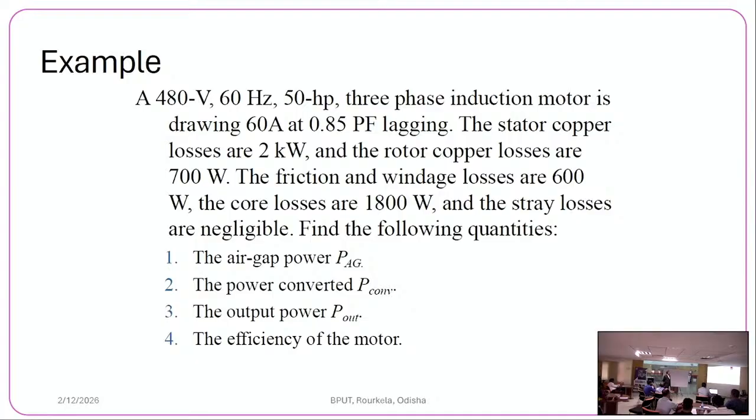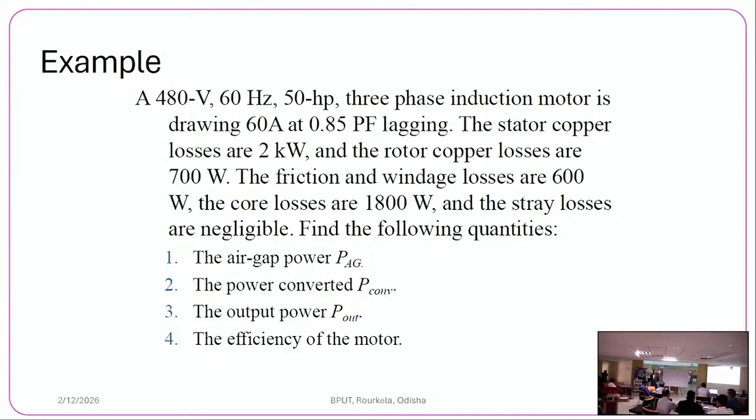Starter input minus starter copper losses, that is air gap power. Input to the starter minus copper loss: VI cos phi minus I square R, that is into the rotor. Stator couple loss is 2 kilowatt, so VI cos phi minus the stator loss, 2 kilowatt. So from output and efficiency we can find our input.